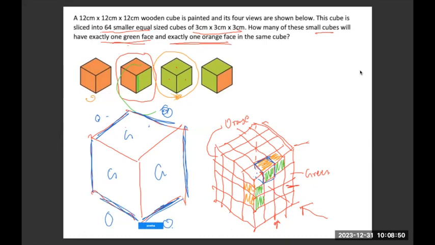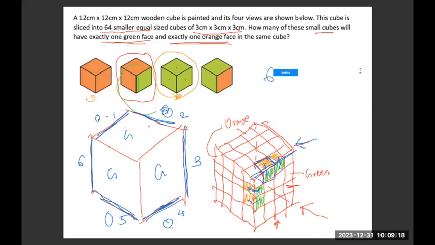So even this edge. So there will be a total of 1, 2, 3, 4, 5, and 6 such edges which will have a combination of green and orange on two sides, like this. Like we are seeing it here, here, and then here. So we observed in this combination, in this cube, that this edge will have exactly 2 such cubes. And there are 6 such edges.